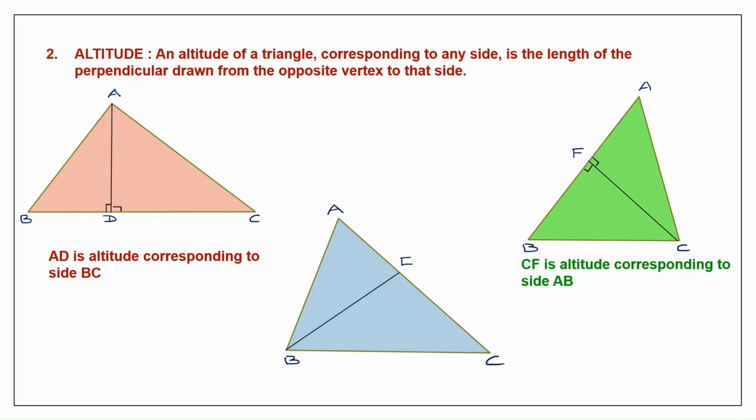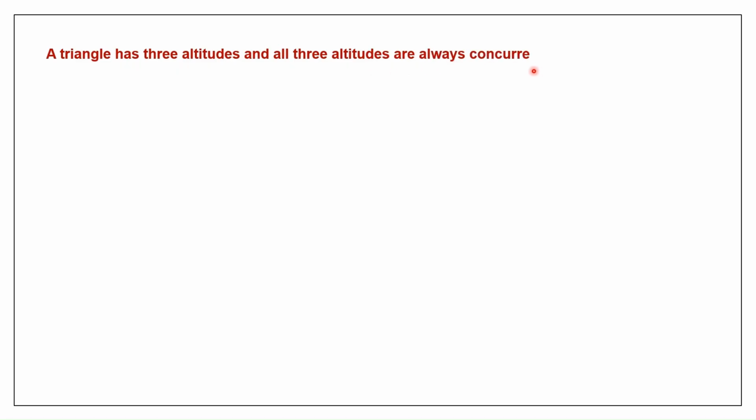So this point here is E. That means BE is the altitude of side AC. Again 90 degrees because they are perpendicular. It's a perpendicular line touching AC at 90 degrees. So BE in this case is the altitude corresponding to side AC. Now a triangle has three altitudes and all three altitudes are always concurrent.